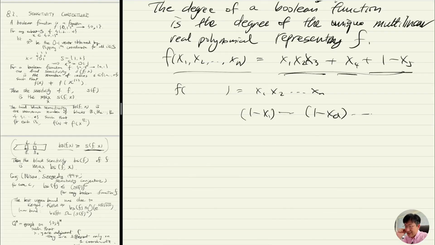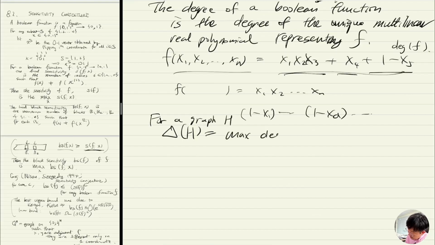Anyway, so there's a polynomial that represents f, and the degree of this polynomial is the degree of the Boolean function. We write it as deg(f). And for a graph H, we write Delta(H) as the maximum degree of vertices in H.